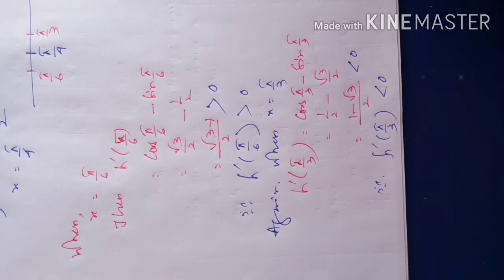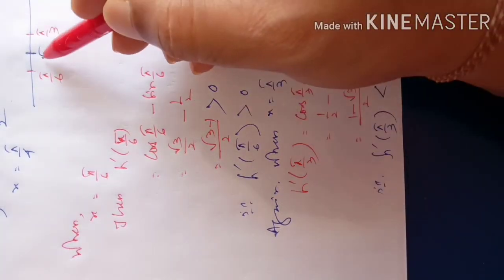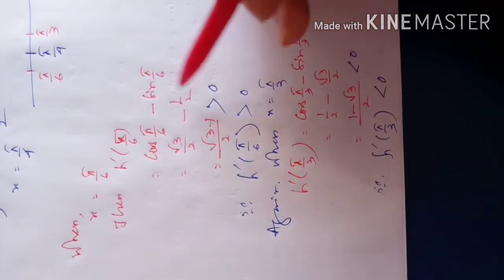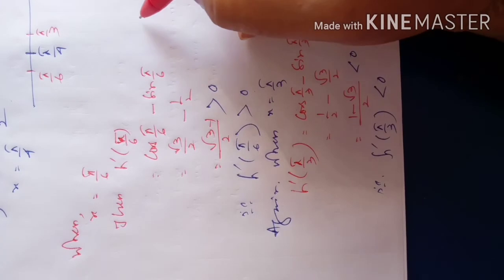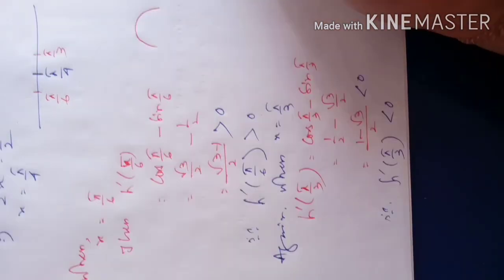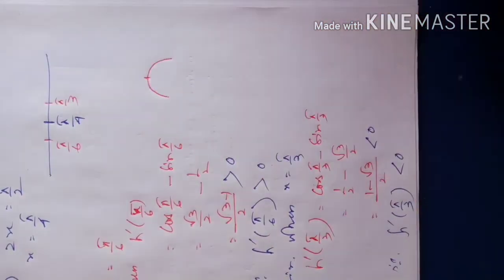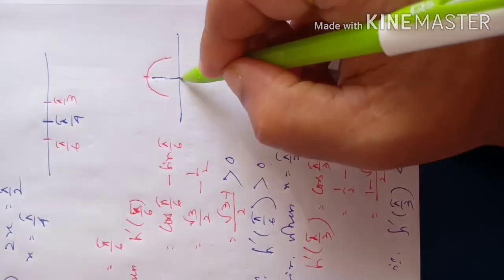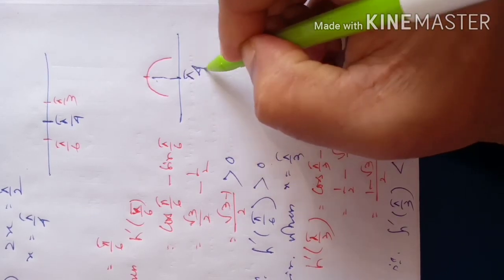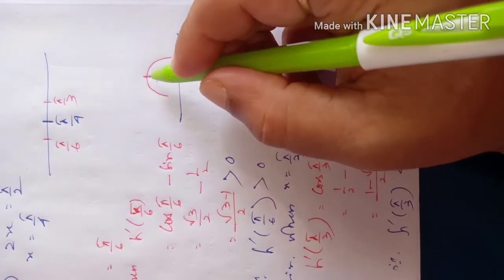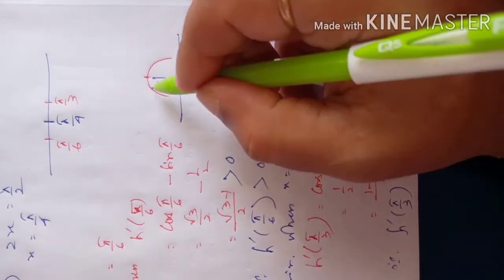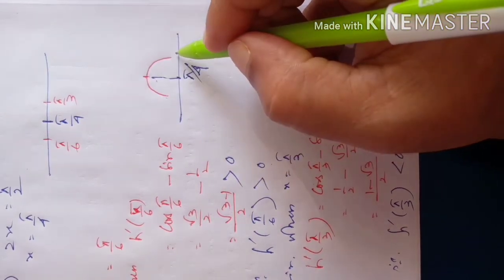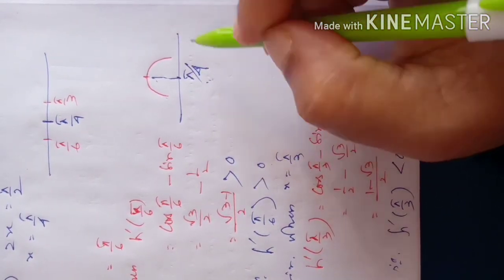What is happening here? Before pi by 4 the value was more than 0, and after pi by 4 it is decreasing. So the function's graph will be like this. After pi by 4 it is decreasing. Here at pi by 4 the sign is changing as the function passes through pi by 4. Before pi by 4 it was positive and now it is negative. Then you can say pi by 4 is the point of local maxima.